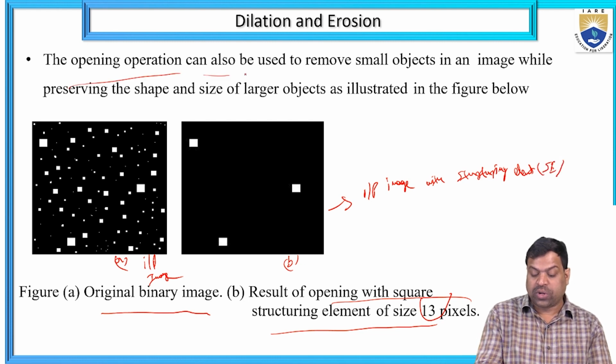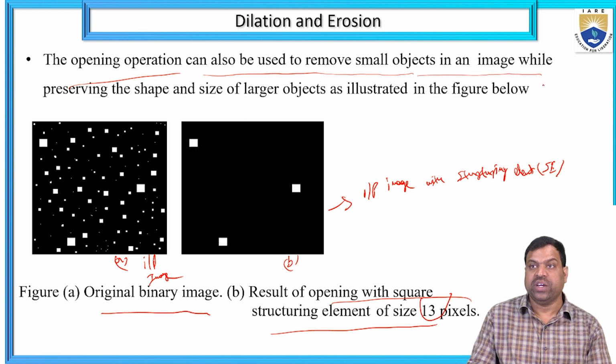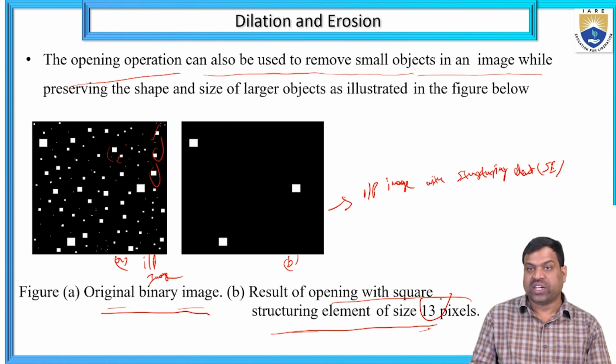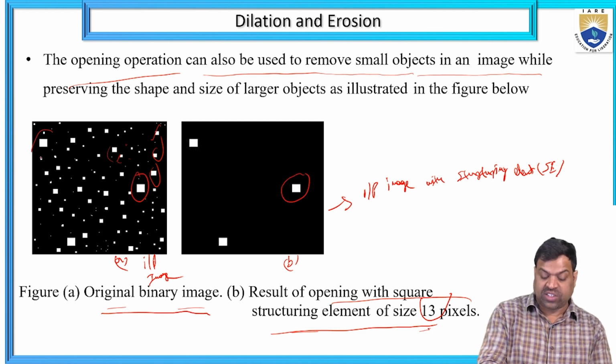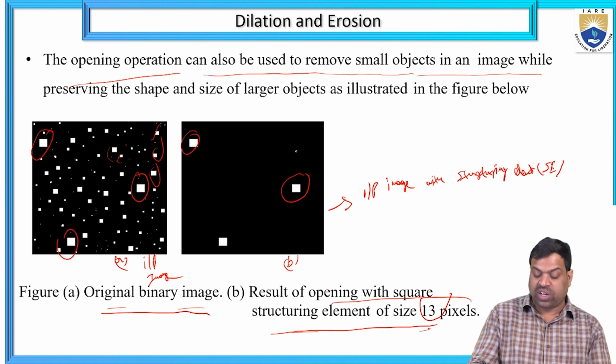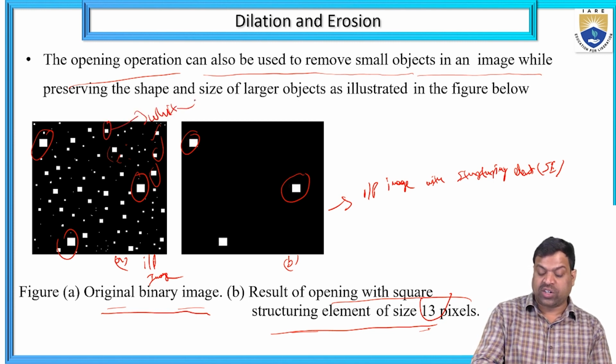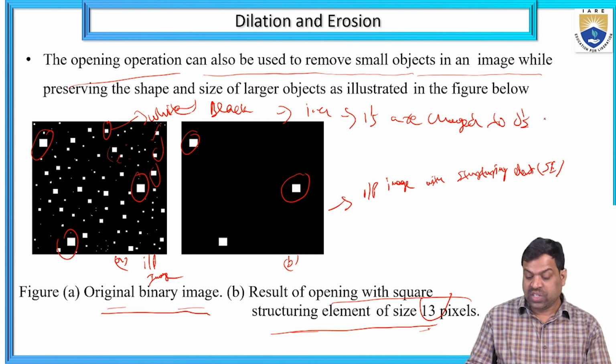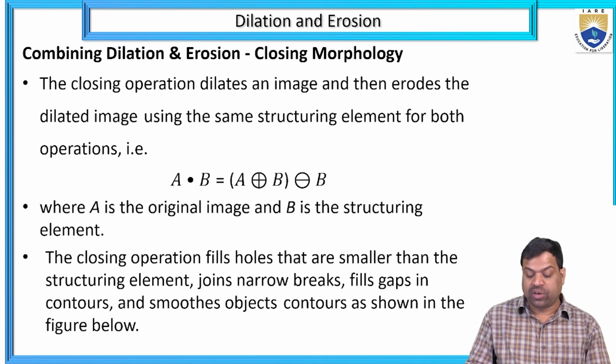So, the opening operation can also be used to remove small objects in an image while preserving the shape and size of the larger objects, as illustrated in the figure below. In figure A, there are so many whitish colors. But here, the result of opening with a square structuring element of 13 pixels, only the highlighted things are kept like this. Remaining all, black is changed to white and white is changed to black. Here these whites are converted to black. That means ones are changed to zeros.